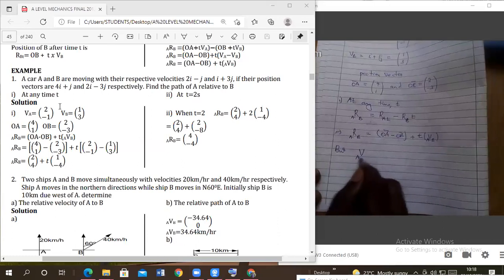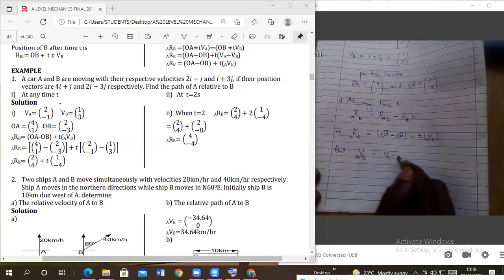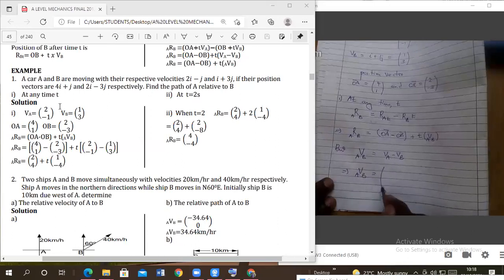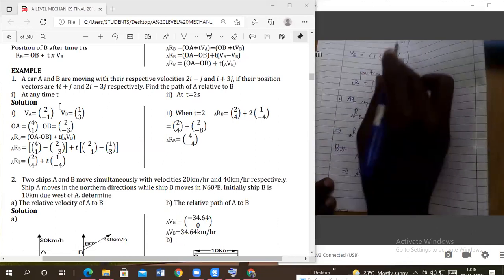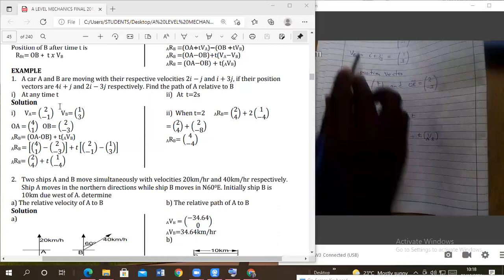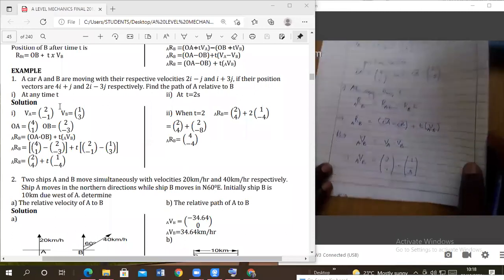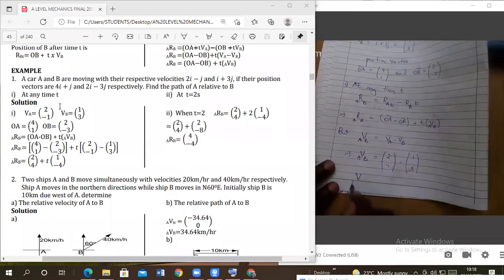let's get the relative velocity here. VAB, which is the same as VA minus VB. So it implies that VAB: what is VA? It is (2, -1) minus VB, which is (1, 3). So this will give us 2 minus 1 which is 1, and -1 minus 3, which will give us -4. Are you together, members?